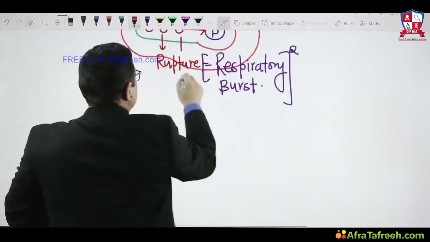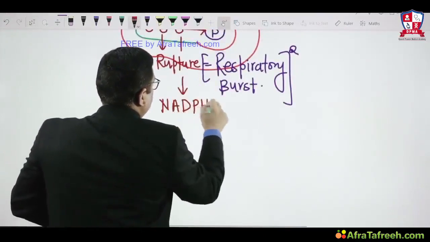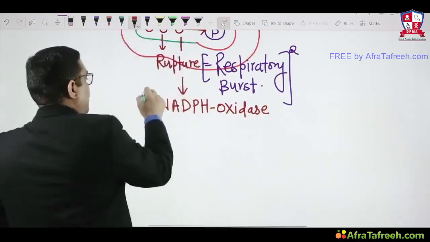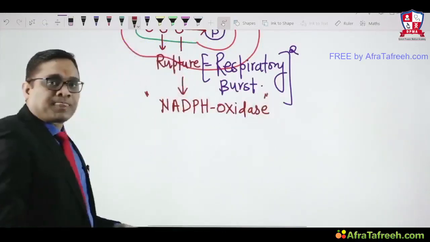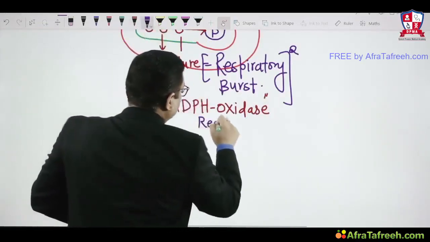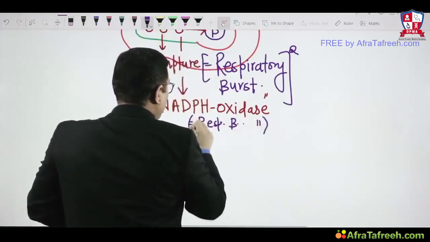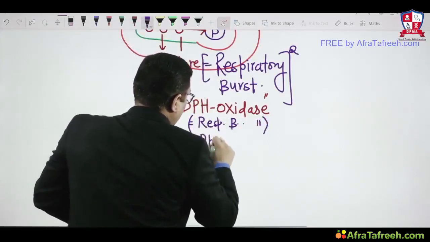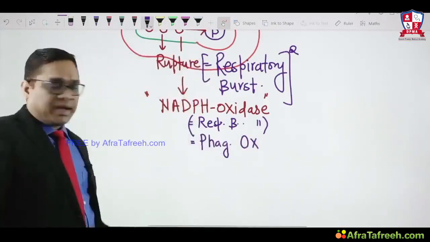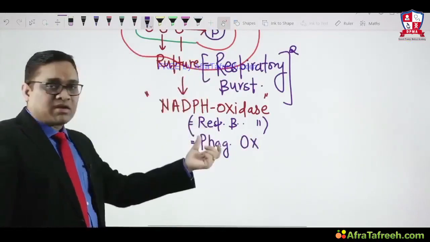There will be release of an enzyme which is known as NADPH oxidase from the granule, right? So NADPH oxidase will be released from the granule, right? So NADPH oxidase is also called as respiratory burst oxidase, right? So that is why it is also called as respiratory burst oxidase, also known as phagocytic oxidase. Phagocytic oxidase. So these are the various names for NADPH oxidase. Phagocytic oxidase, respiratory burst oxidase.